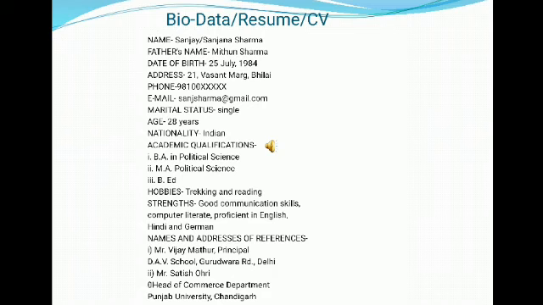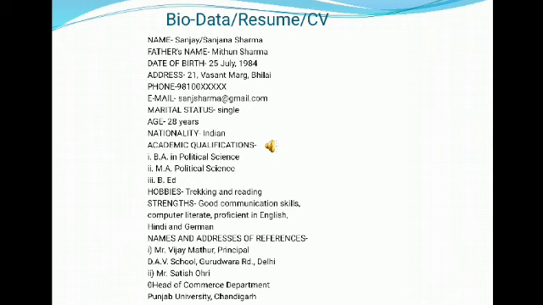Followed by hobbies. So here trekking and reading, these hobbies are mentioned. Then strengths: good communication skill, computer literate, proficient in English, Hindi and German. So the applicant is well versed in Hindi and German, and he is good at English and computer literate, with good communication skill. So whatever strengths he possesses are mentioned there.